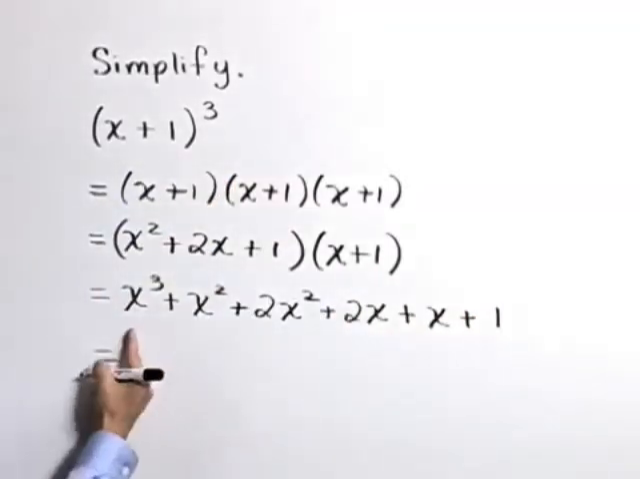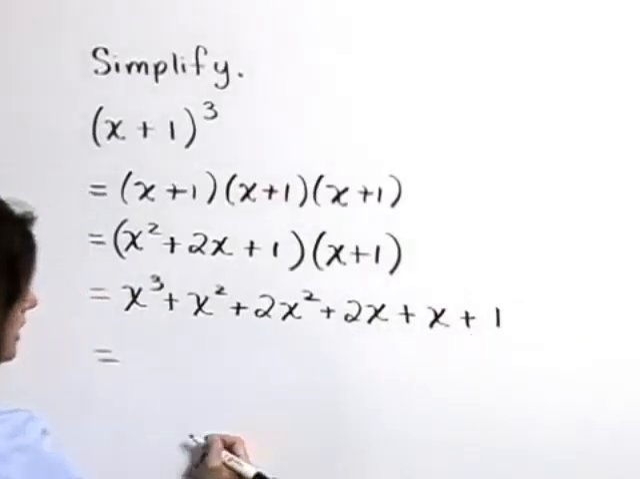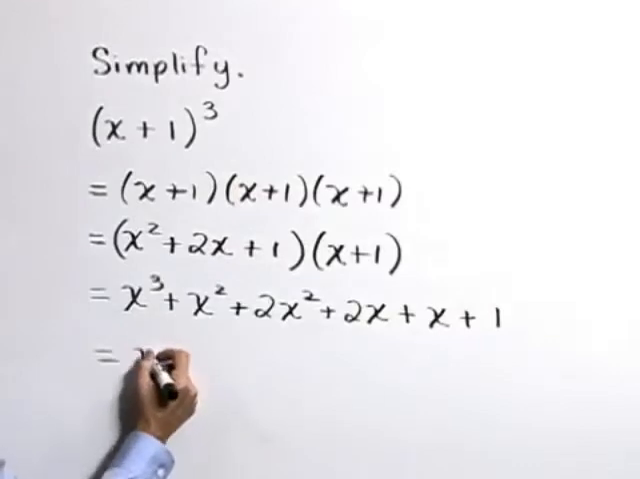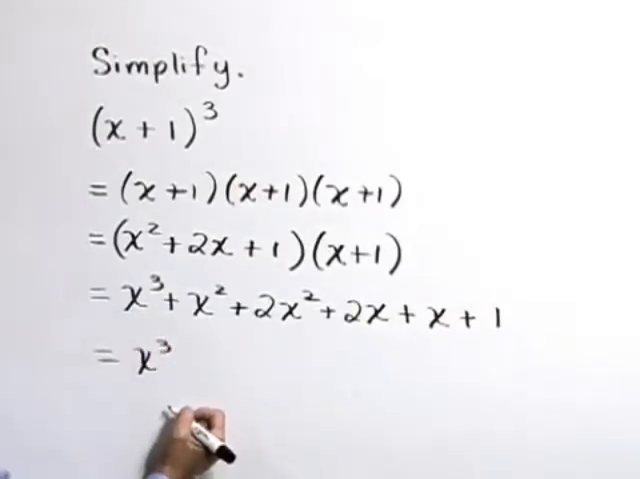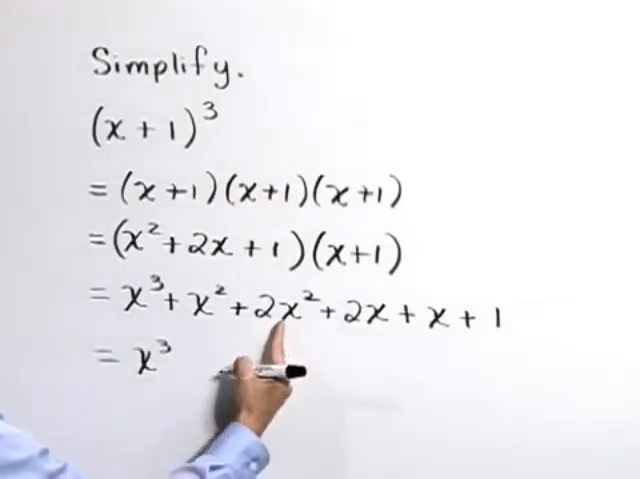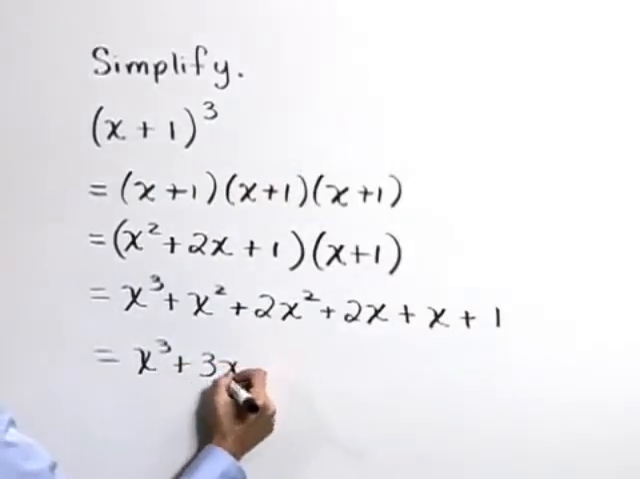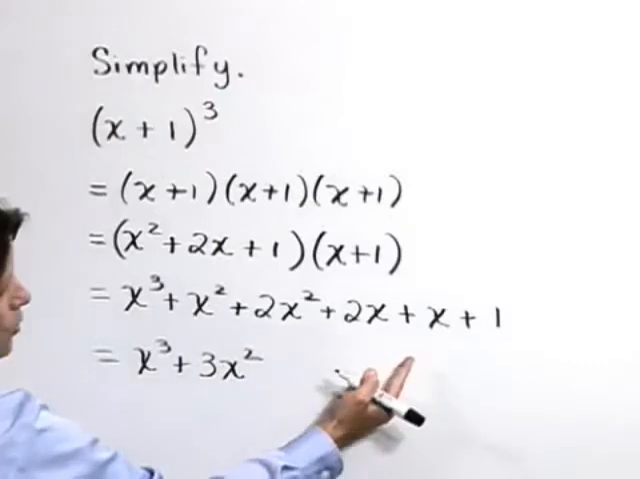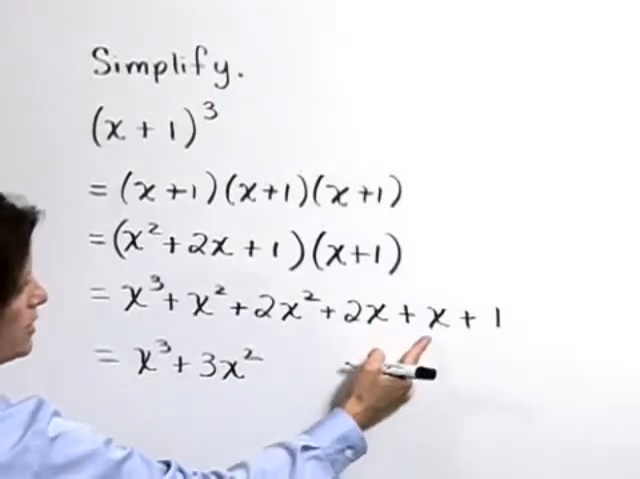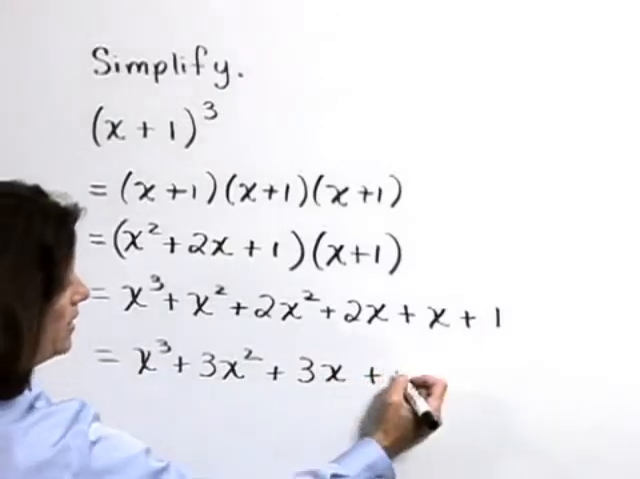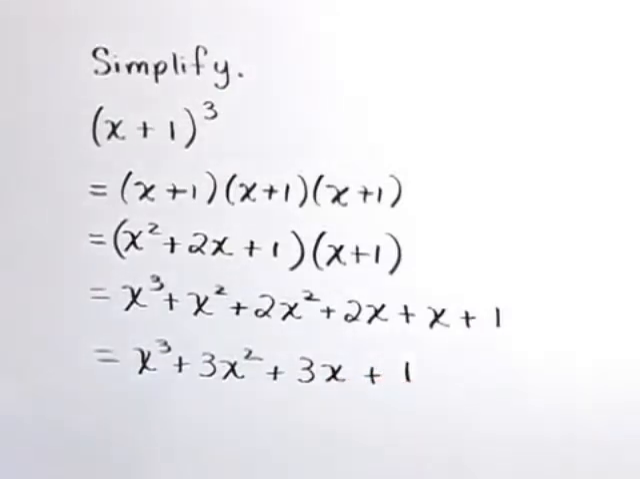Now as the last step, let's go ahead and combine our like terms, and let's write them in decreasing degree order. Up front, we've got an x to the third. We have 2 x squared terms. 1x squared plus 2x squared is 3x squared. We have 2 x terms. 2x plus 1x is 3x. And at the end, a plus 1.